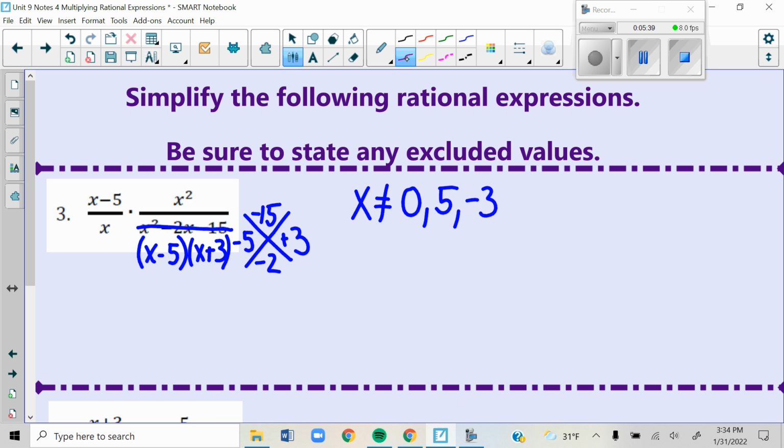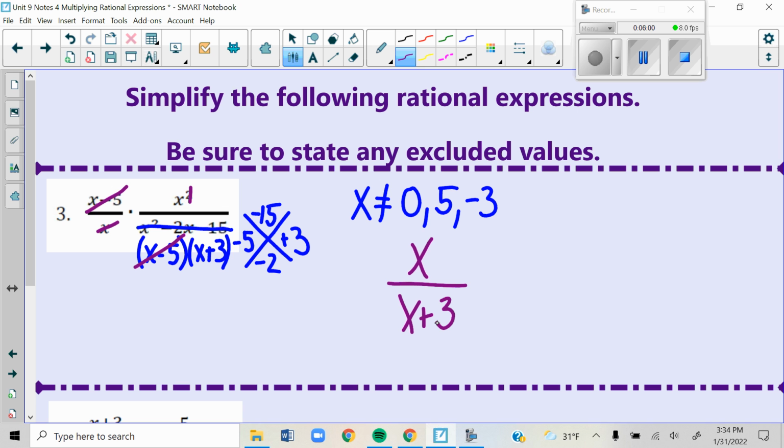All right, now we're going to simplify anything that's in the numerator with the denominator. So I have an x minus 5 in both of them. And then I notice I have an x squared on top and an x on bottom. So that's going to cancel one of those x's out. So now we are left with x over x plus 3.